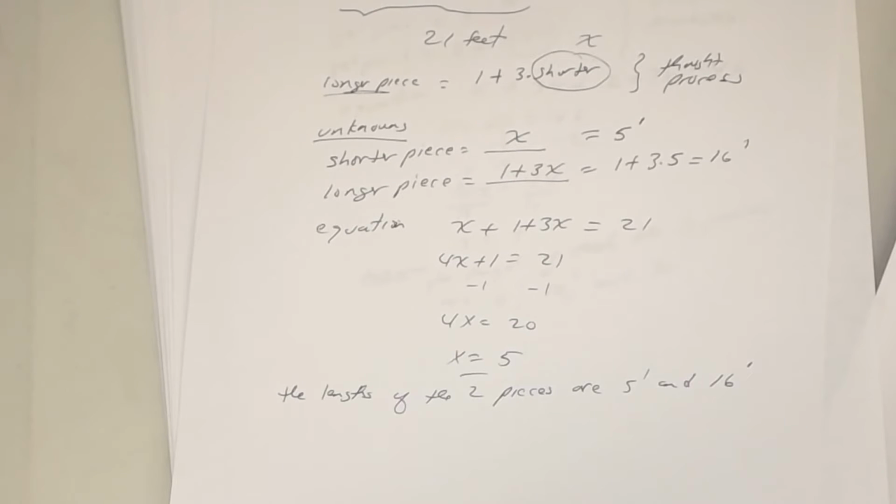So the information, you have to use that 21 feet that's there, which indicates that you have to add the pieces together. Okay? All right, now, let's see. Okay. So that's number 12.